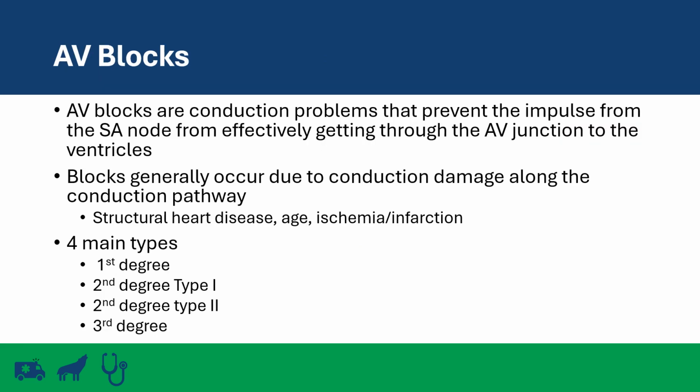Next, we're going to get into AV blocks. So AV blocks are conduction problems that prevent the impulse from the SA node from effectively getting down to the AV junction and to the ventricles. Blocks generally happen because of conduction damage along the conduction pathway. Essentially, you get a little fray in those wires. This can be because of different things like structural heart disease, just general aging, and ischemia or infarction. There are 4 main types of heart blocks to be aware of: a first degree block, a second degree type 1, a second degree type 2, and a third degree block.